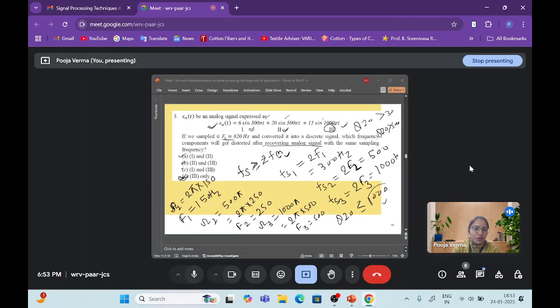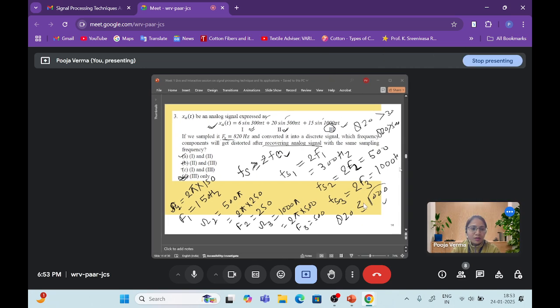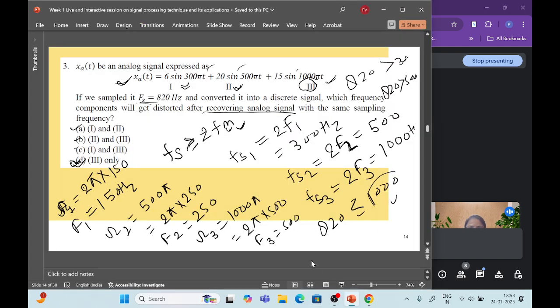So now you understand this question, why the third frequency component will get distorted. I hope all of you have understood this question. So moving to the next question.